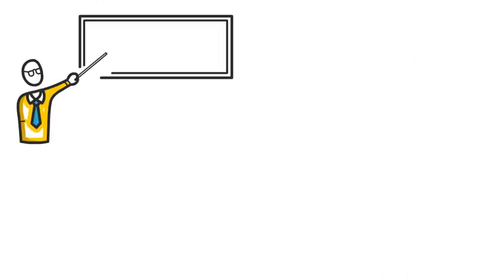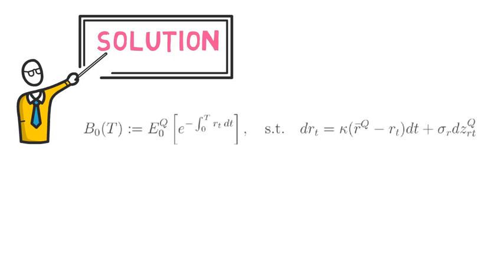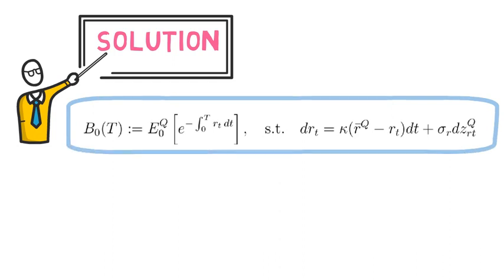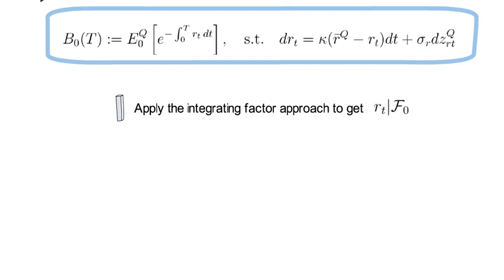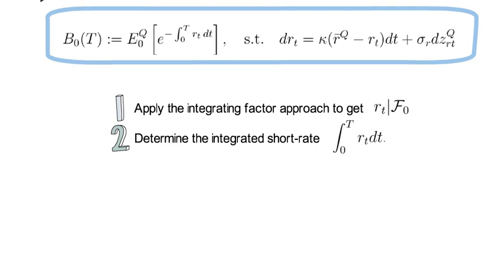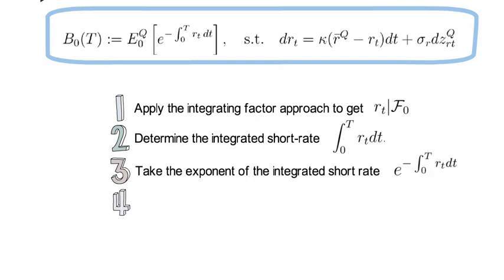I will now show you how to solve the following problem. We use 4 steps to do so, and the steps are as follows. First, we apply the integrating factor approach to get the distribution of RT conditional on F0. Second, we determine the integrated short rate. Third, we take the exponent of the integrated short rate. And fourth, we take the expectation of that last expression.